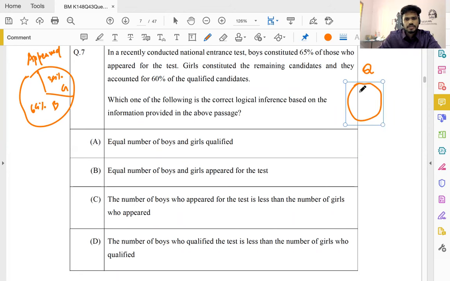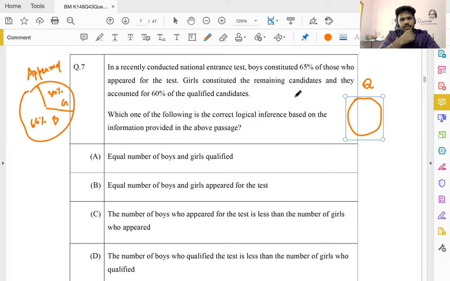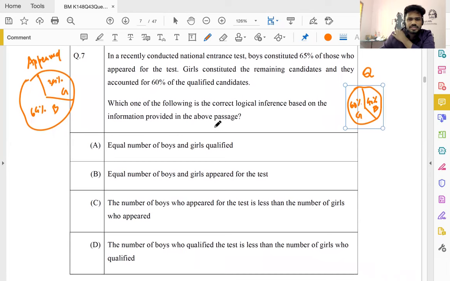And in that, I suppose we have girls constituted the remaining, and they accounted for 60% of the qualified candidates. Okay, so what we have here is again a ratio like this. So among the qualified, 60% are girls and 40% are boys. This is if you look at those who qualified, and this is if you look at who appeared. Let me label this 1. Let me label this 2.